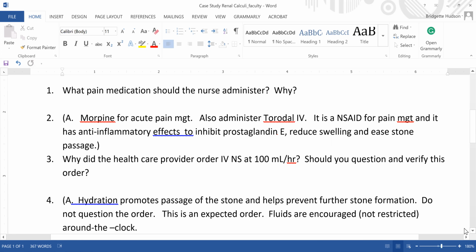What about calcium supplements? Should we tell them to take a bunch of those? No. Absolutely not, because remember, the most common stone is a calcium stone. So we're going to limit calcium supplements. We're going to limit calcium in the diet.